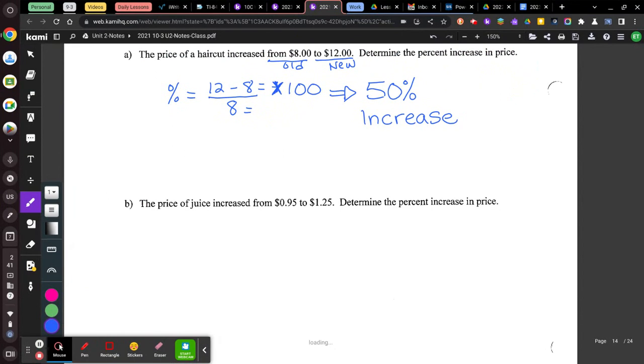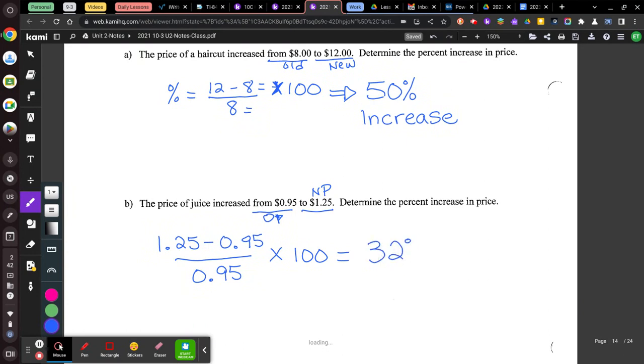Okay, so here's the next example. So we also have to identify who's the old price, who's the new price. From is always the old price. To is always the new price. So we are going to take new, subtract old, 1.25, subtract 0.95, divided by 0.95, and then times 100. And that's going to give us our decimal. And this one is giving us a positive 32. So since we got a positive 32, that means it's an increase. If it was a negative, it'd be a decrease.